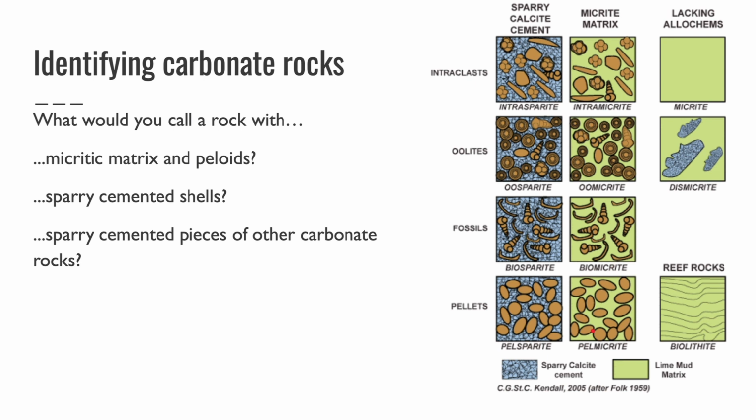So what would you call a rock with sparry cemented shells? Sparry cement and fossils, it would be a biosparite. What would you call a rock with sparry cemented pieces of other carbonate rocks? Intrasparite.